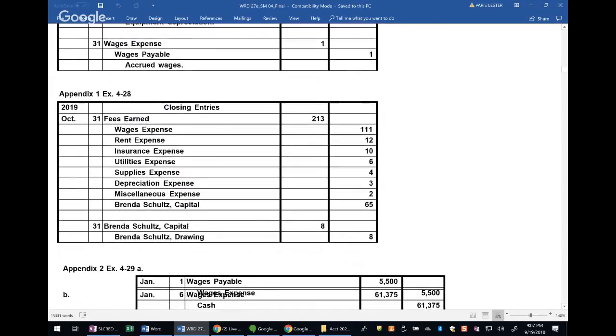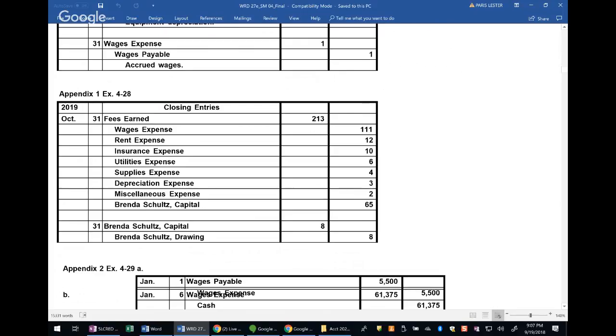Now, the two closing entries that we're talking about look like this. Debit fees earned, credit your expenses, and credit your capital. Then get rid of your drawing. Two closing entries. That's the newest thing in this chapter, closing entries.